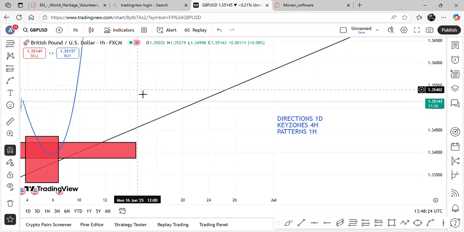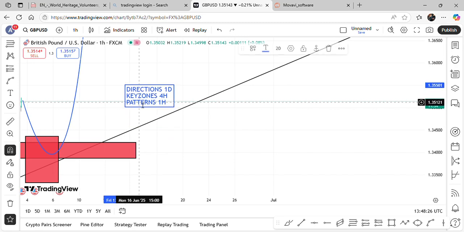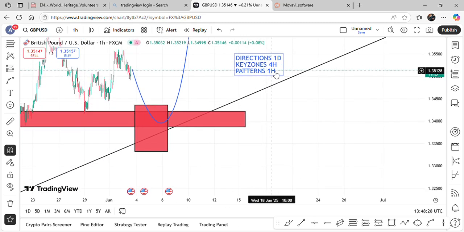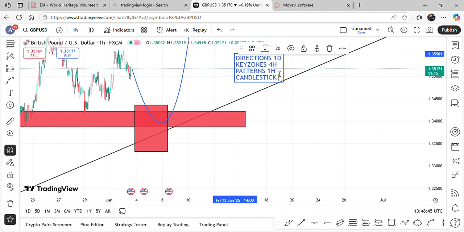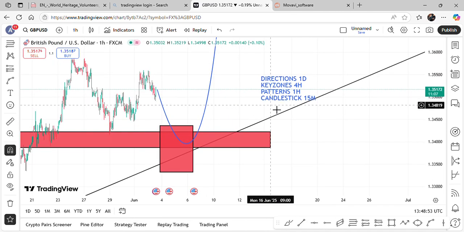For me to do that, I'll add this to my rules. Which means that after the 1 hour, we have 15 minutes. That's candlestick, 15 minutes. So this makes it very, very easy for me.